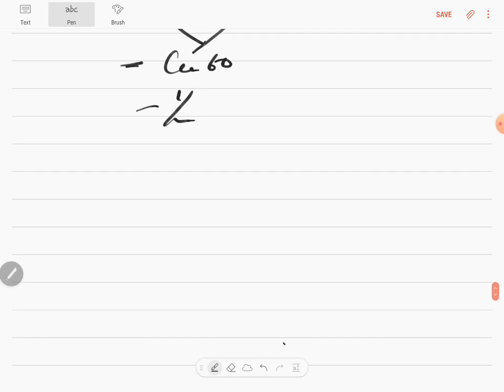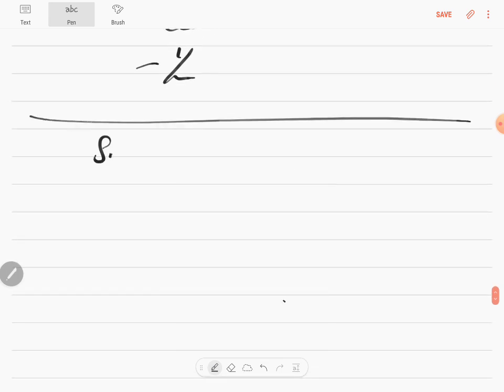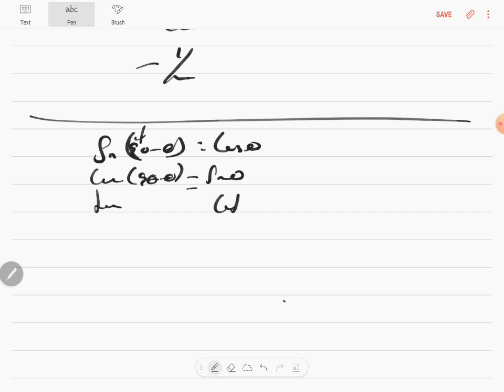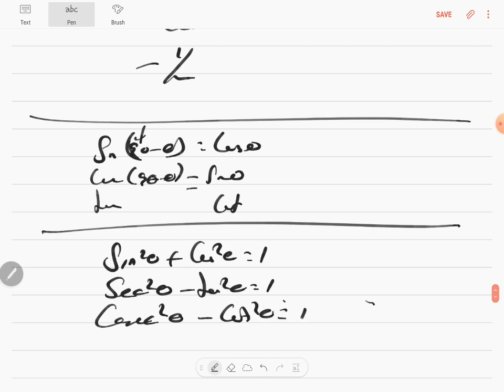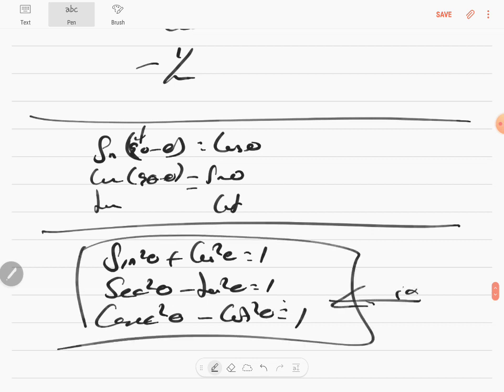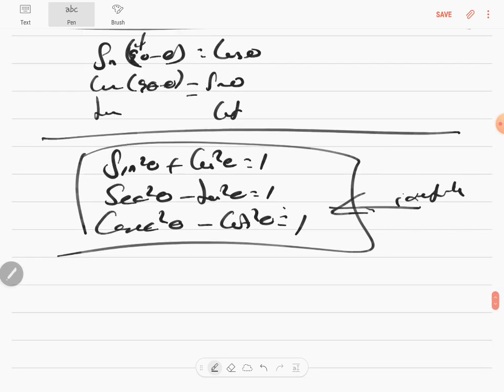And of course, the identities that you learnt: you know that sin of 90 minus theta is cos theta. Cos of 90 minus theta is sin theta. Because they are odd integrals, cos will become sin, sin will become cos, tan will become cot, and so on. Then the identities that you learnt in 10th standard: sin square theta plus cos square theta is equal to 1. Secant square theta minus tan square theta is equal to 1. Cosecant square theta minus cot square theta is equal to 1. These are the general identities that you learnt in trigonometry in 10th standard.